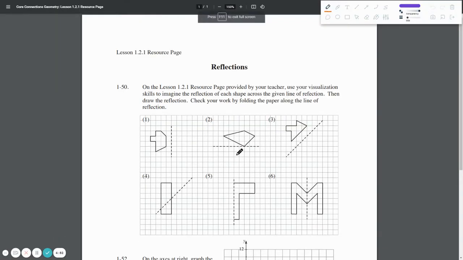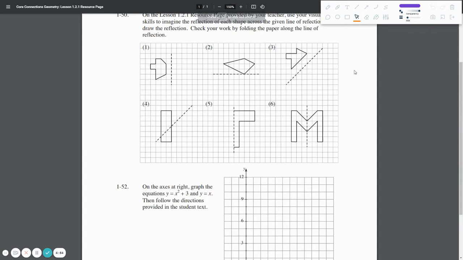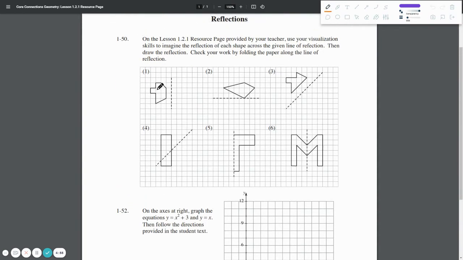All right, and so we got this going. So I'm asking you to reflect these shapes across these lines of reflection. Numbers 1 and 2, we're going to sort of follow the same pattern. If you notice, on the shape there are multiple points, and they are a certain distance away from the line of reflection. I'm going to start off on this point right here.